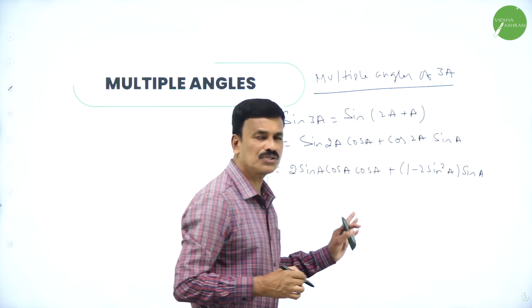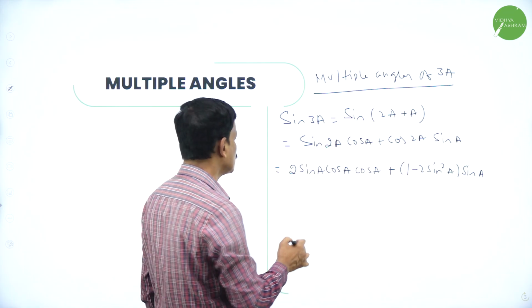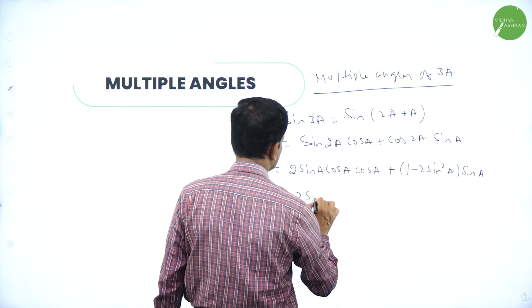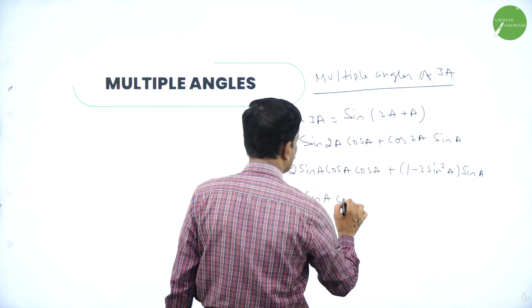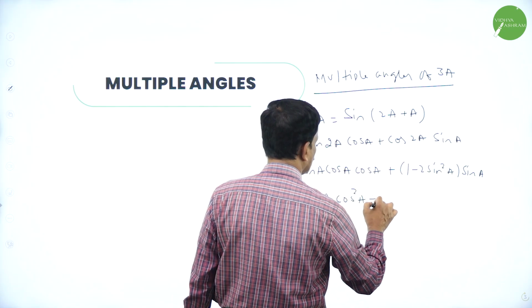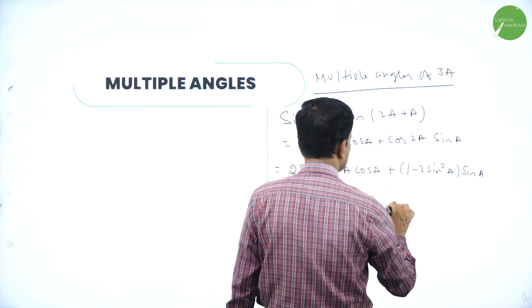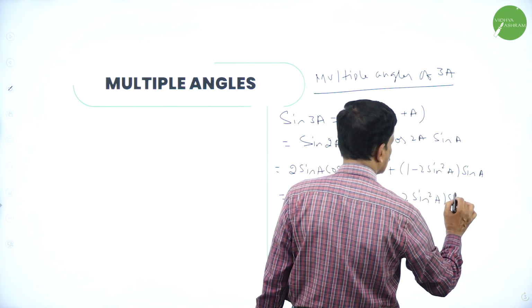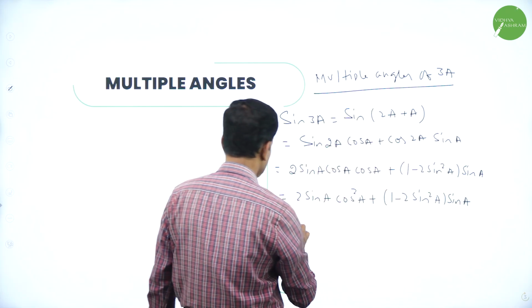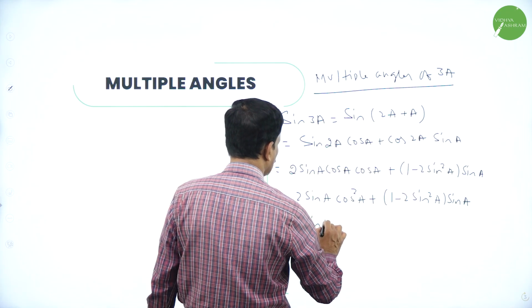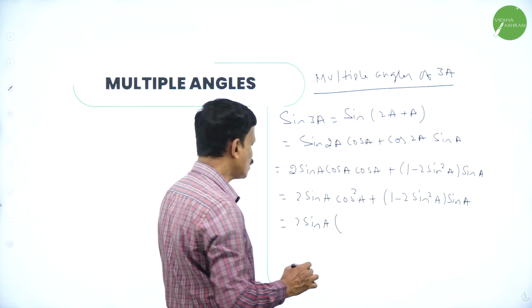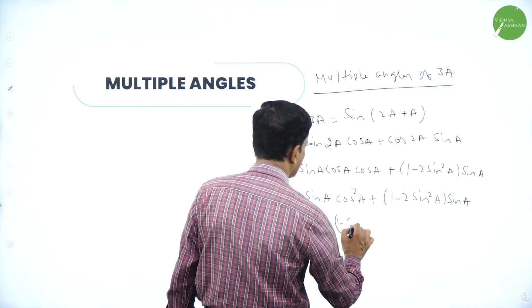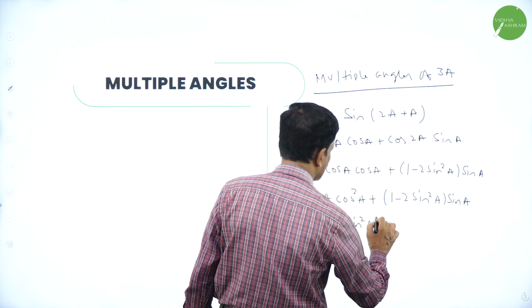The intention is to convert all cos into sin, that's it. So this is equal to 2 sin A into cos square A, plus 1 minus 2 sin square A into sin A. Now multiply it. So this is 2 sin A into, you know what is 1 cos square A? Cos square A is also equal to 1 minus sin square A.